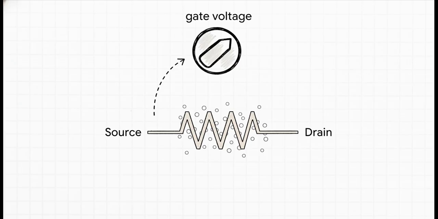Now, if this VDS voltage is pretty small, the MOSFET acts in a really simple, predictable way. The channel just behaves like a resistor. And the best part? The value of that resistance is set by our overdrive voltage. The more overdrive, the lower the resistance, and the more current flows. We call this the triode region.